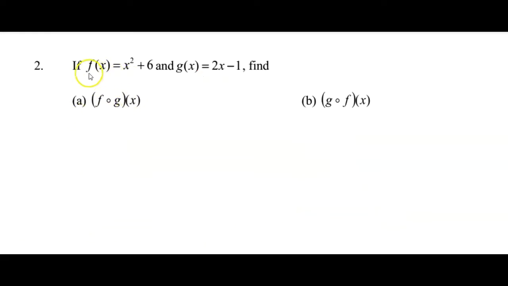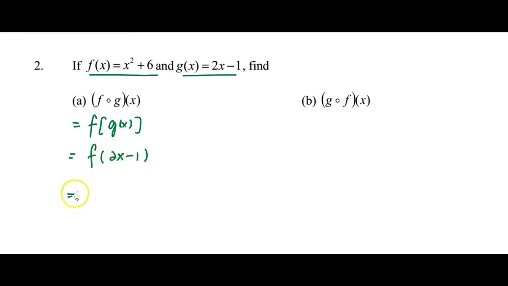Move to the second example. f(x) is given as x squared plus 6. g(x) is 2x minus 1. To get f(g(x)), I will write this into this form, and then g(x) will be replaced by whatever is given in the question, that is 2x minus 1. Then now I need to find f(2x minus 1). If this x changes to 2x minus 1, meaning that the x over here needs to be replaced by 2x minus 1, so f(2x minus 1) will be written as (2x minus 1) as your x over here, and then it has a square plus 6. Now you just expand and simplify it.